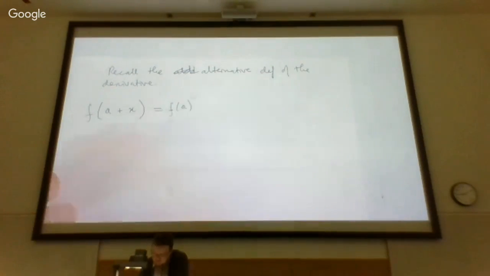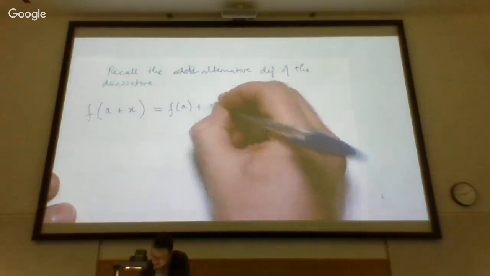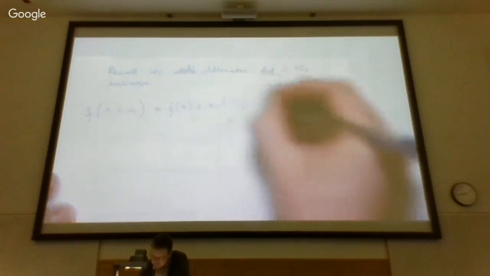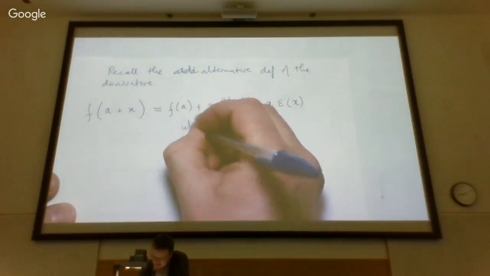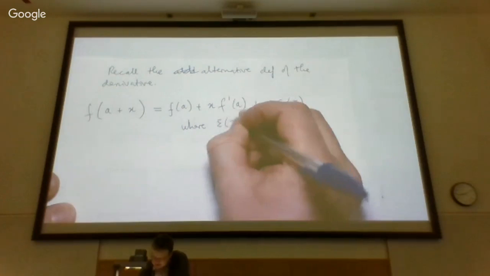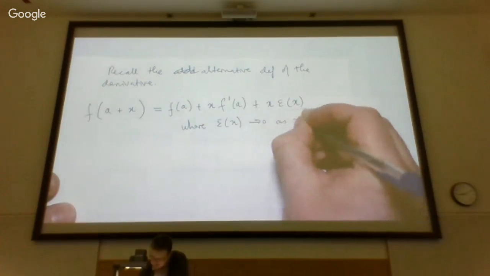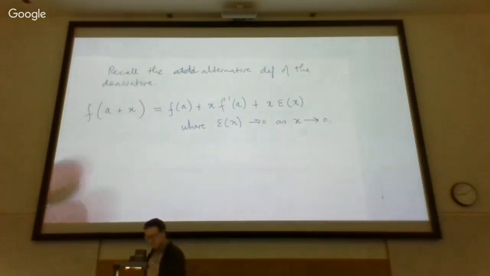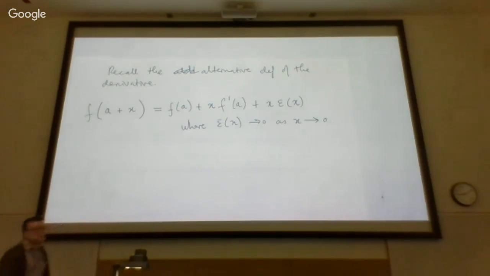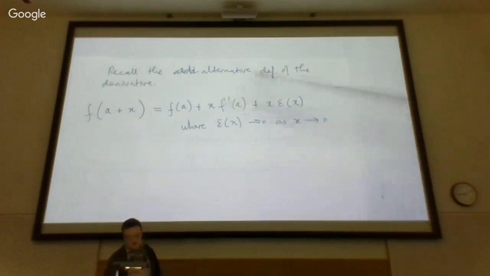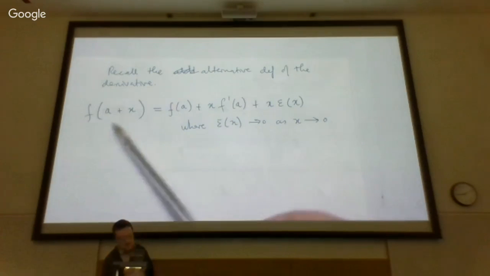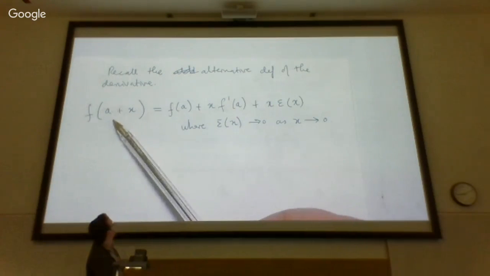But we saw that the value of f at A plus x was f at A itself, plus x times the derivative of f at A, and then plus x times an error function epsilon of x, where epsilon of x converged to 0 as x converged to 0. That was the alternative form of the definition of the derivative that we introduced last time. The derivative of the function f is the correct number which goes into this formula, giving you this equation for values of the function f nearby to the point A.